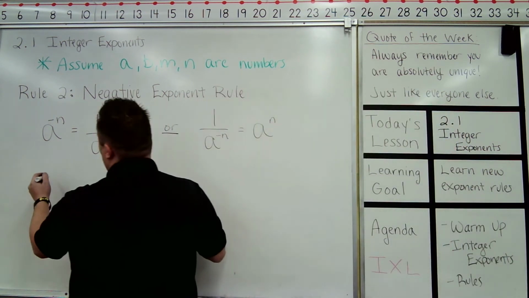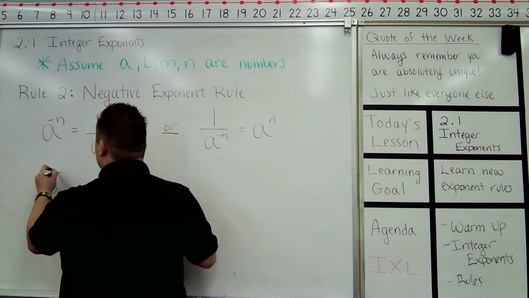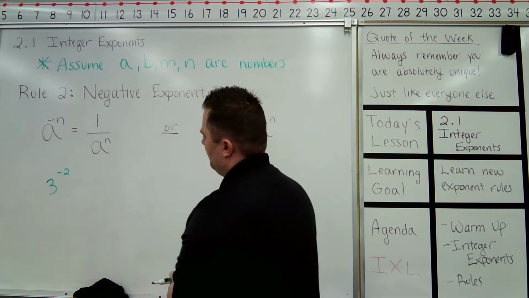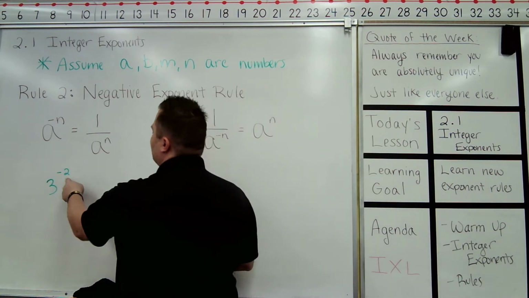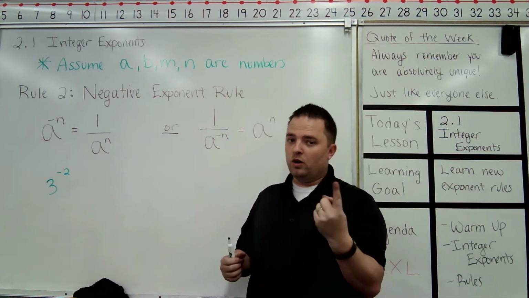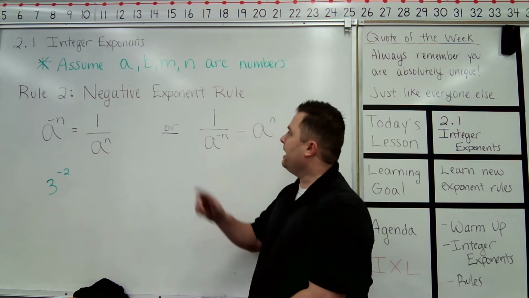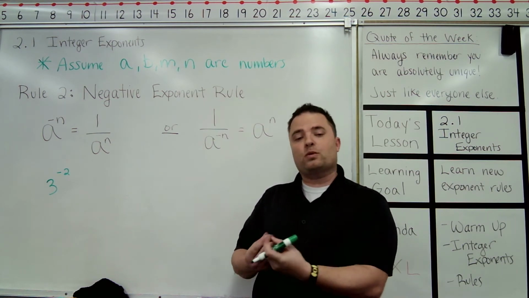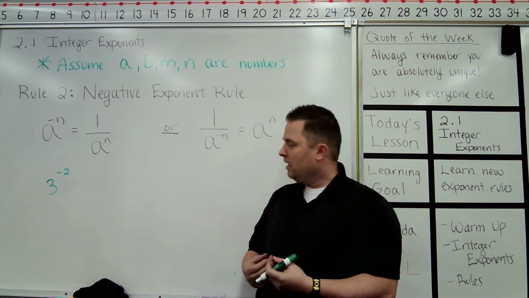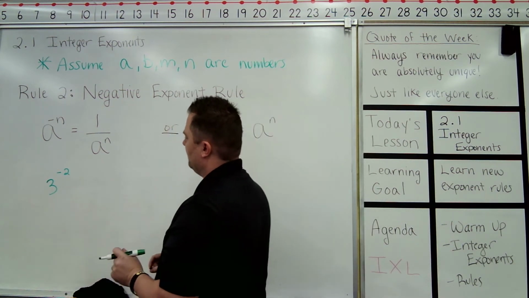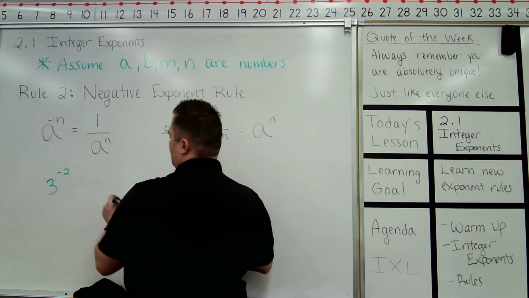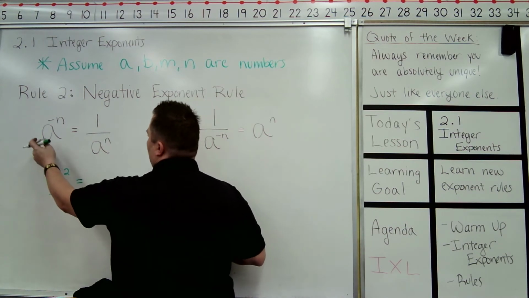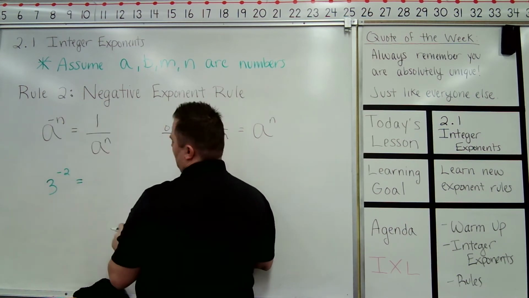Suppose I have 3 to the negative second power. I have something that looks like this. Okay? I have a negative exponent. I have to stop. I only have one rule for dealing with negative exponents, and that's the negative exponent rule. I have to deal with the negative exponent first. I have to rewrite it. Okay? If this was my problem, I have to rewrite this first. And that's what this allows me to do. I can rewrite this as not the negative exponent, but the positive exponent.